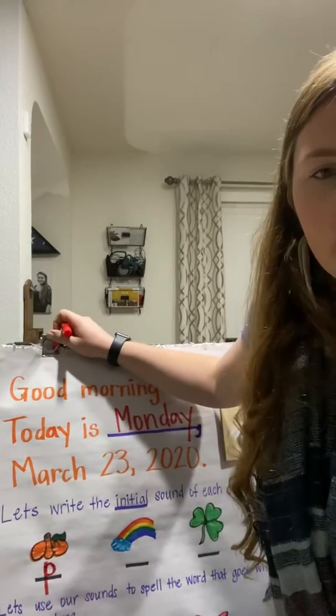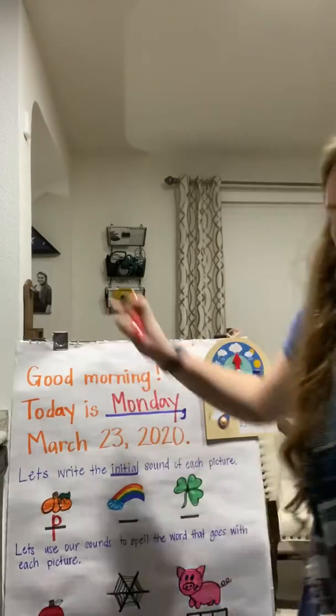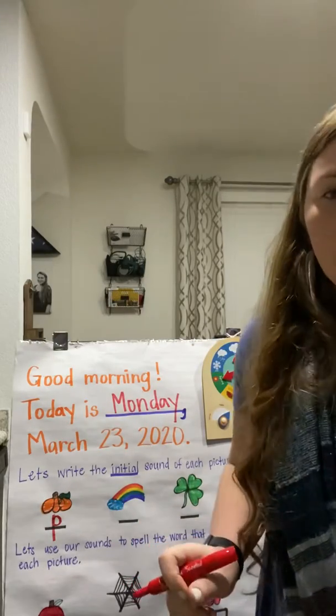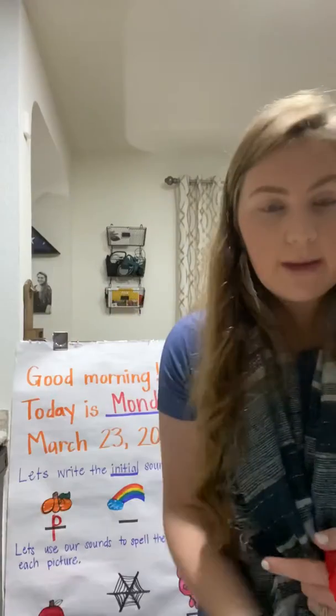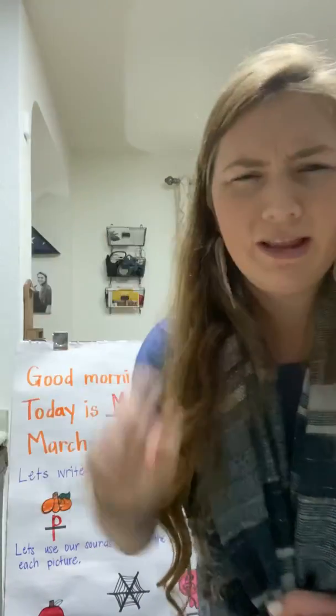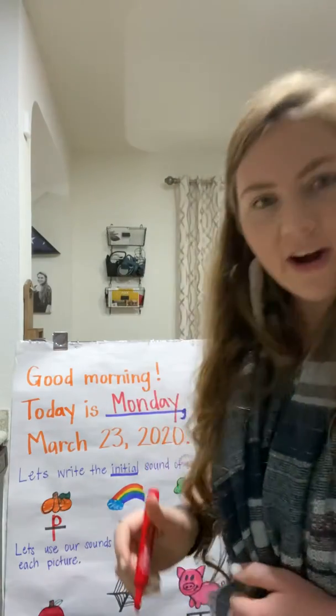Let's see the next one. The next one, what is that picture of? That picture is of a rainbow. Say rainbow. Rainbow. What do you hear at the top? R. What letter makes that sound? R. Good.